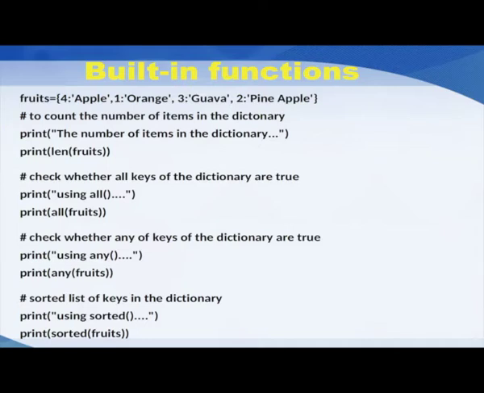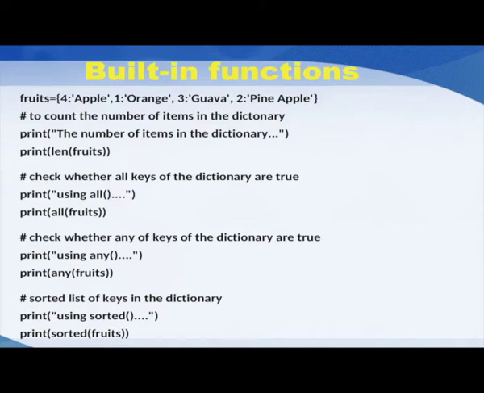So, obviously, we get true as the answer. Coming to the next method, function any, which checks whether any of the keys of the dictionary are true. Even if any one of the keys is true, then we will get true as the answer. Then coming to the last function sorted, which will sort the list of keys in the dictionary.